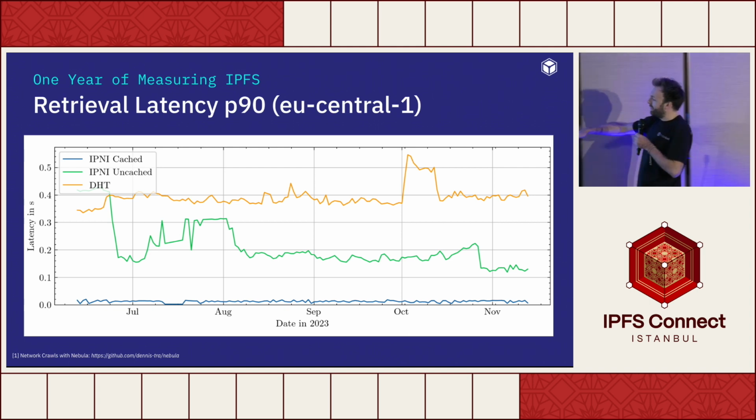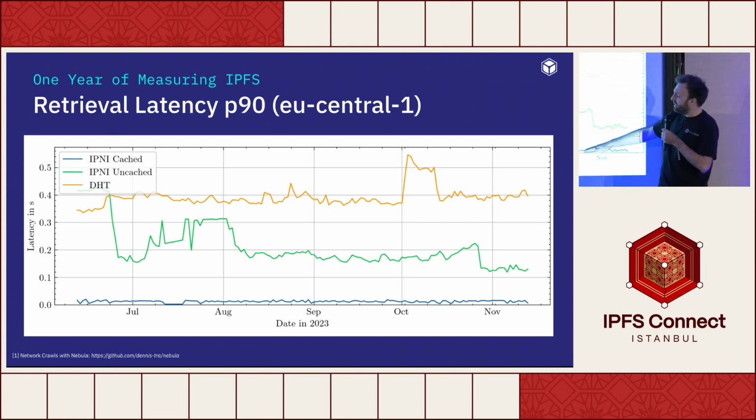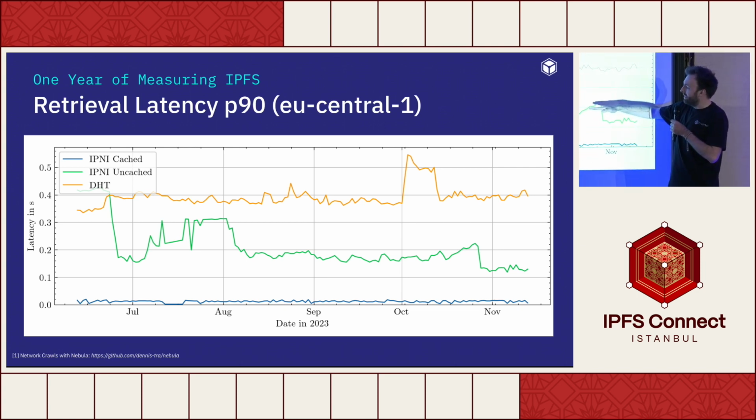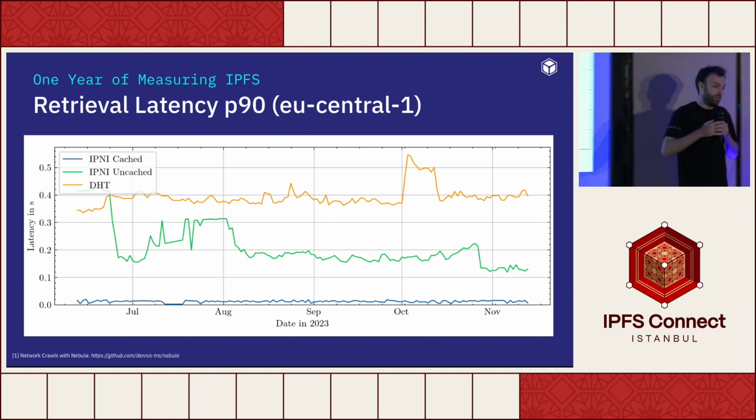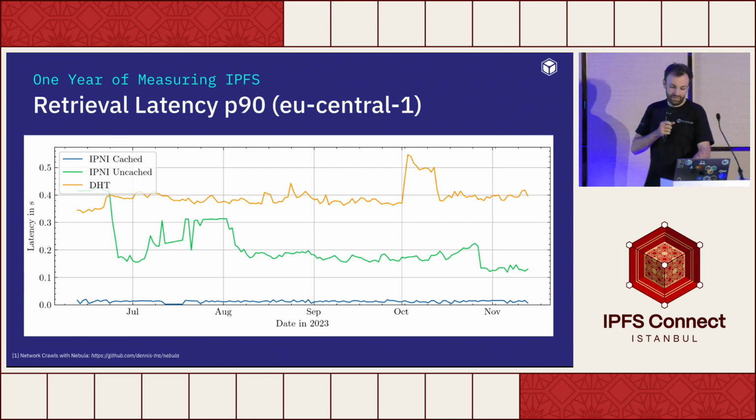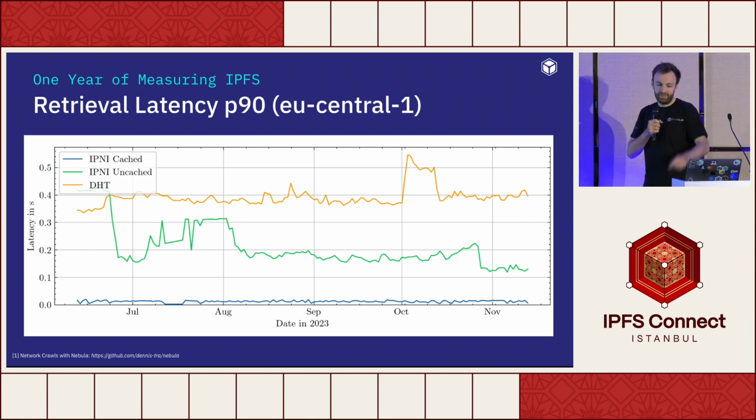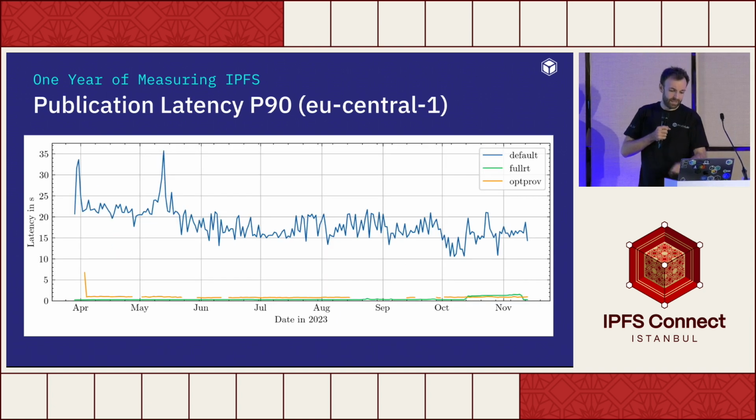The same we also measure for the InterPlanetary Network Indexers. Here we can see that in the uncached version, a lookup in the network indexers is roughly twice as fast, and in the cached version, it's more than an order of magnitude faster to look things up in the network indexer, but you sacrifice the decentralized nature of things.